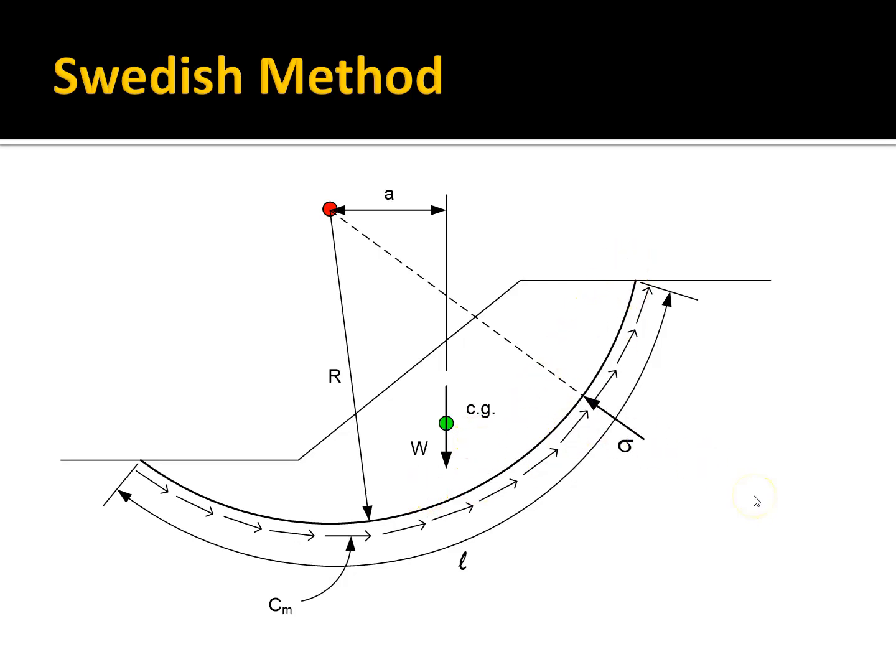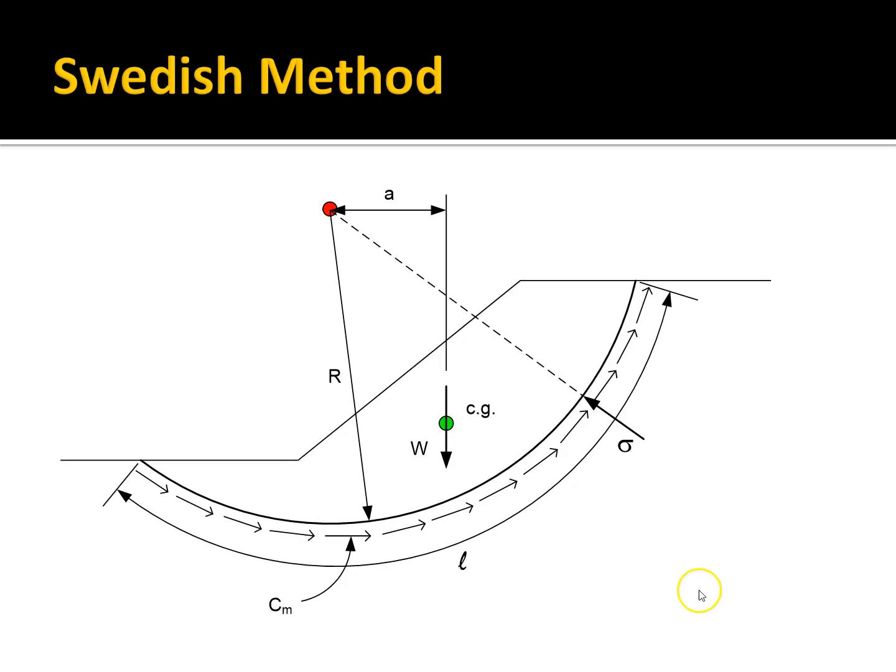The green dot is the center of gravity, and it is a distance a away from the center of the circle. To calculate the moment due to the weight, we take this moment arm a and multiply it by W. Along the failure surface, we have the mobilized cohesion, which is the undrained strength divided by the factor of safety, and that is the force resisting failure. The normal force, sigma, is perpendicular to the surface and goes straight through the center of the circle, so there's no moment.